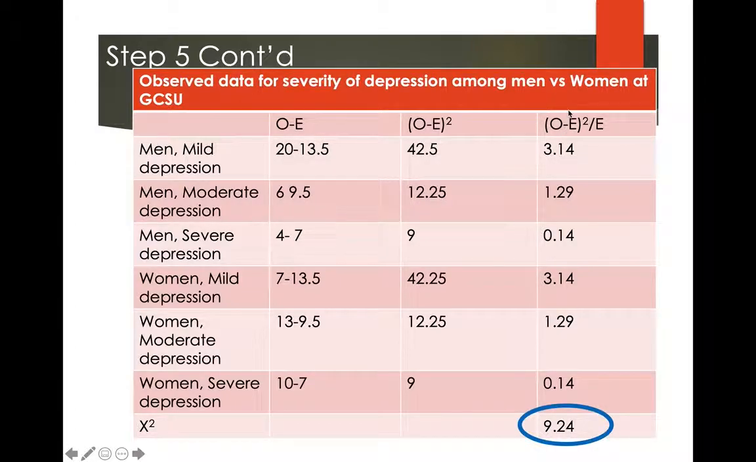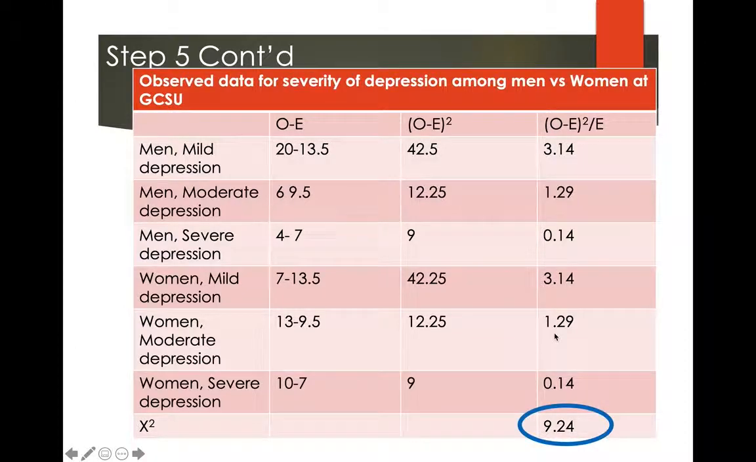In my third and final column, I am dividing whatever I get in this cell by the expected count, the overall expected count for men. So my expected count for men is 13.5. So I'm dividing this 42.5 by 13.5, which is how I come by getting 3.14. I'm doing the same thing here, dividing 12.25 by 9.5, and this is how I get 1.29.